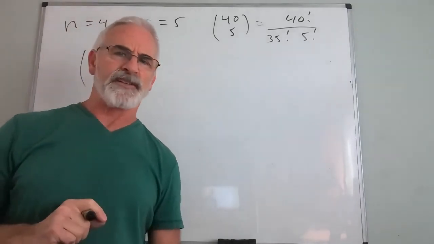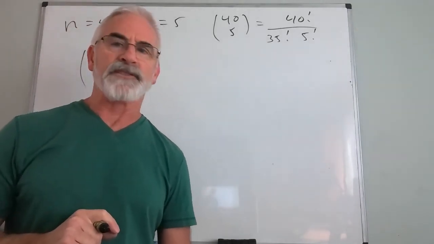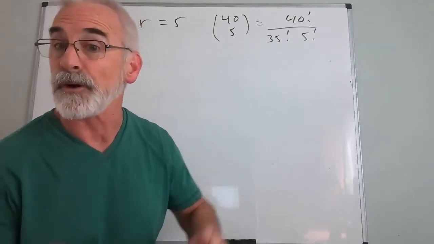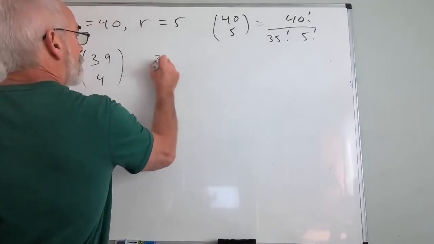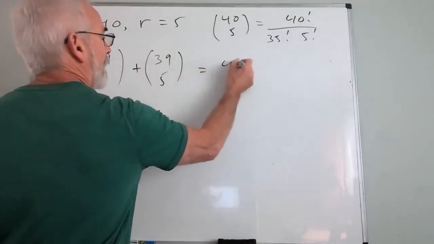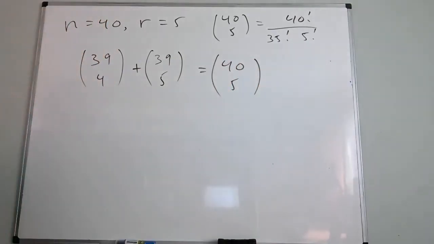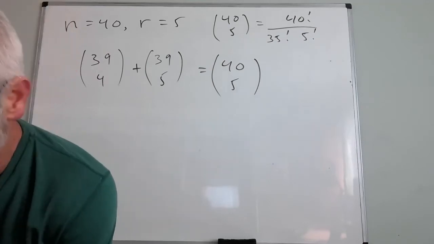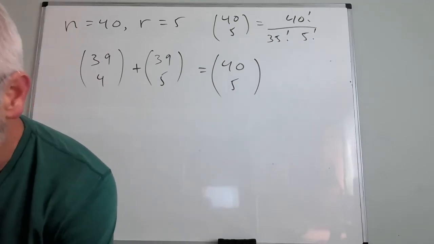How many committees is Alexei not on? That means I picked 5 people, but he wasn't on them. So I picked 5 people from the other 39. And my claim is that these are exactly the same. Whoa. Now, to verify this, let me grab a calculator. By the way, the calculator is not the proof. The calculator is the verification of the truth of this statement. The truth is a little bit different. How we prove it's a little different.